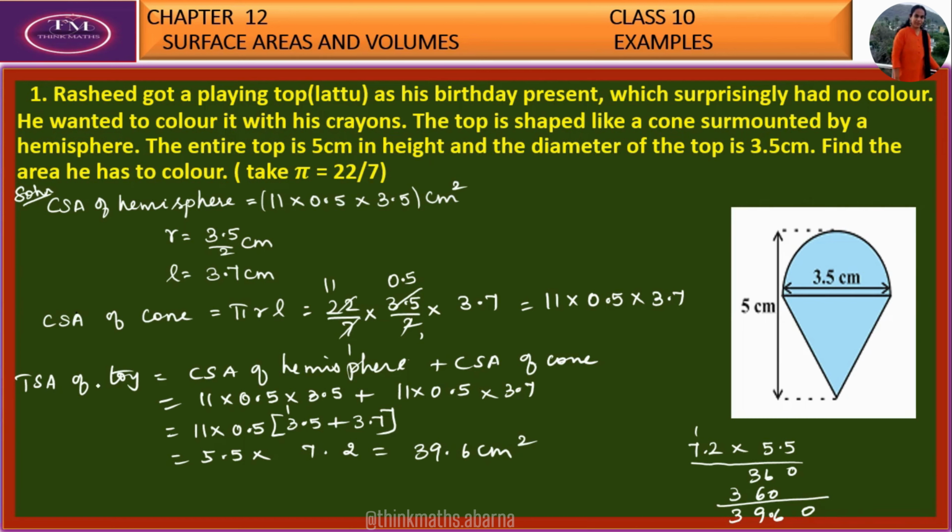So total surface area of the toy is nothing but 39.6 centimeter square approximately. As this value L is approximate value, so approximate surface area of the toy is 39.6 centimeter square. So with this, example 1 is over.